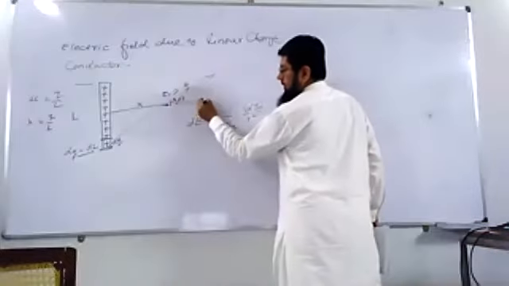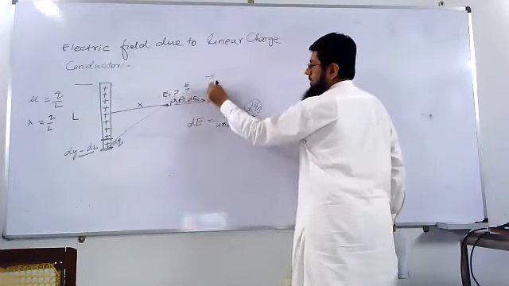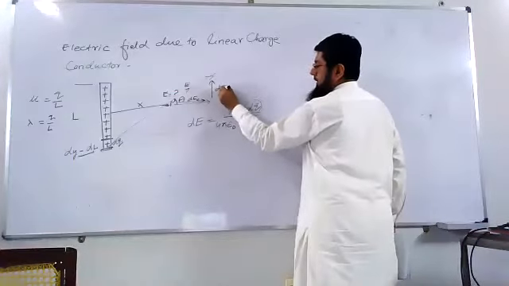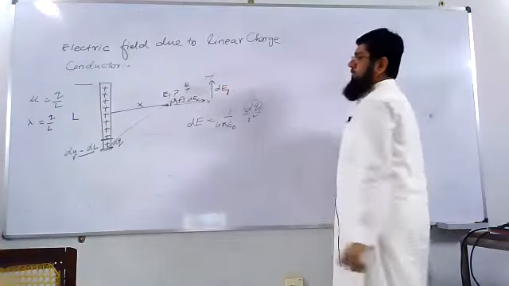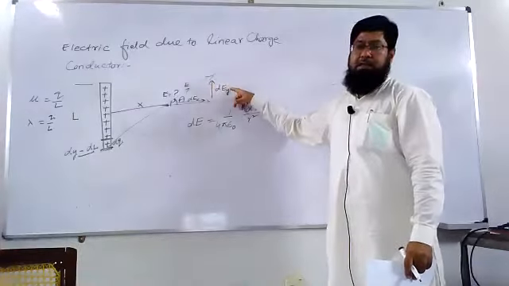One of the components is this, which we call dEx, and the other component is this, which we call dEy. So it has two components: one is dEx and the other is dEy.